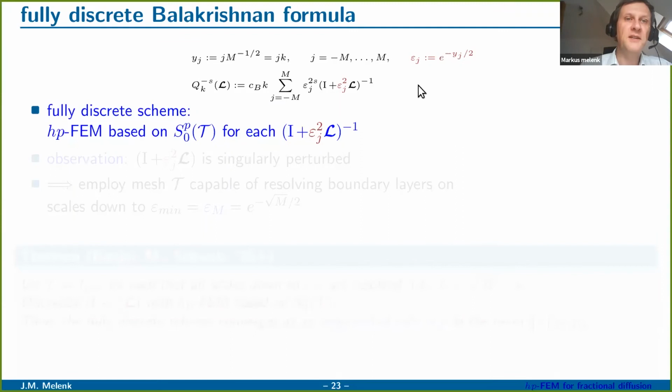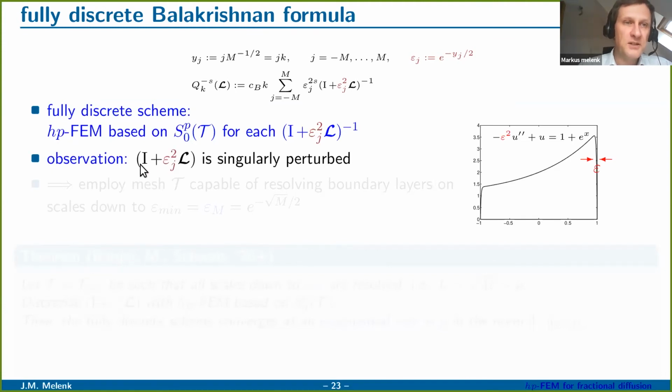So here's again the solution formula. Of course, for a fully discrete method, one needs to discretize these solution operators. So in other words, one needs to solve elliptic problems, and we do that by high order finite element methods. So by a piecewise polynomial approximation by polynomials of degree p on a mesh T. So how should we choose the mesh T?